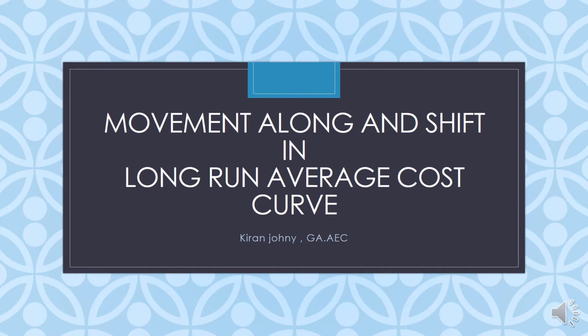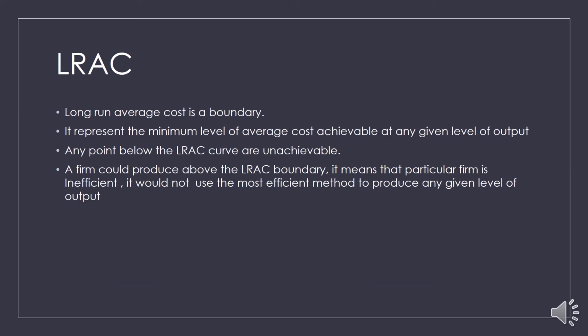So let's see. First we have to understand what we mean by long run average cost. The long run average cost curve is a boundary. It represents the minimum level of average cost achievable at any given level of output. It shows the minimum possible cost of production that it is possible to achieve at any given level of output. Any point below the long run average cost curve is unachievable. It is not possible to reduce the cost beyond that boundary. Until that boundary, you are able to reduce the cost of production. After that, it is not possible. That's why I said it is unachievable.